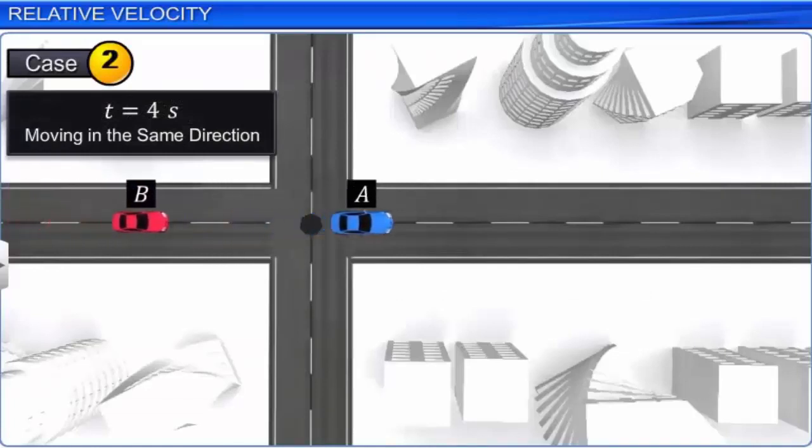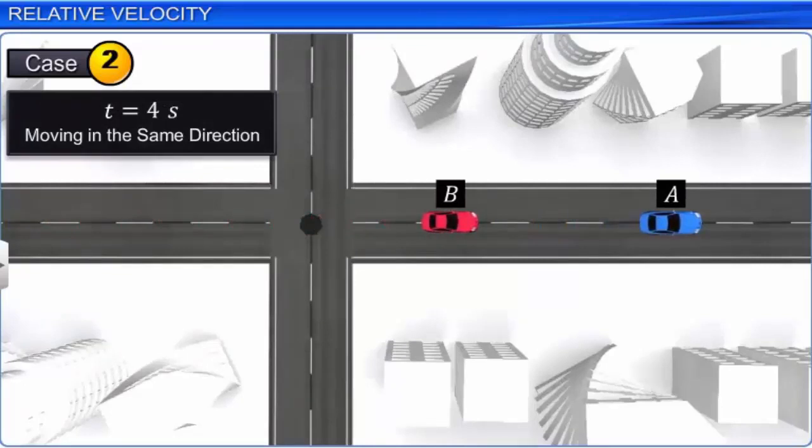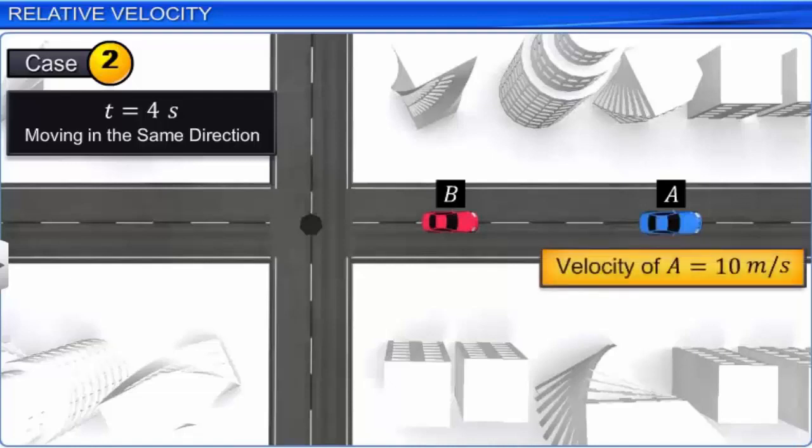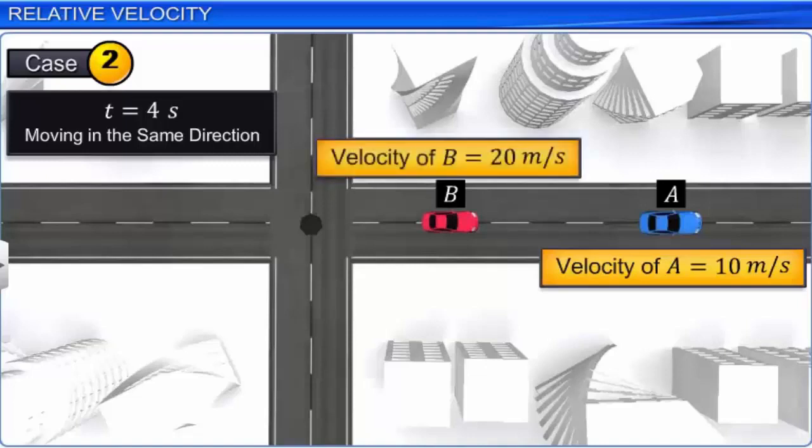Case 2. The position of the cars at initial observation being same as in case 1. Now, car A has uniform velocity of 10 meters per second, and car B has uniform velocity of 20 meters per second.